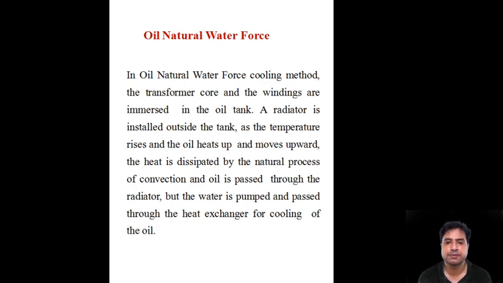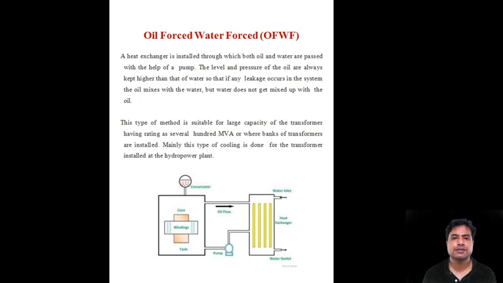So as I was mentioning to you, as the temperature rises and oil heats up and moves upward, the heat is dissipated by the natural process of convection, and oil is passed through the radiator. Radiator tubes consist of cooled water. In the process, water gets heated up because water acquires the heat of oil, and heated water is taken out. Then it is replaced with cool water. But in this process, oil gets cooled, and again it goes towards the transformer tank. So this is how this particular system works.